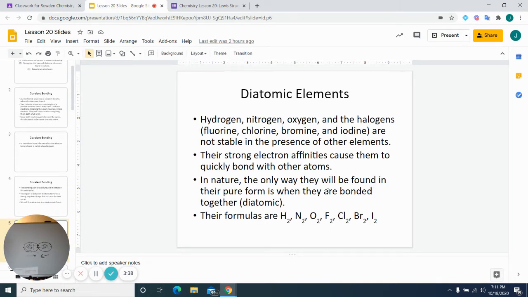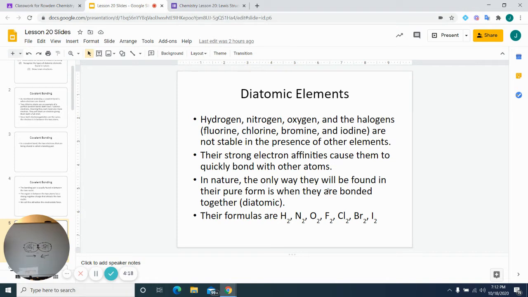And then one thing, hydrogen, nitrogen, oxygen, and the halogens, which are fluorine, chlorine, bromine, and iodine. So HNO and the halogens. They are not stable in the presence of other elements. Basically, you can imagine these things, they're so reactive that they're not okay just sitting by themselves. So what happens, because they have such strong electron affinities, if you dump a pile of hydrogen on the table, they don't just sit there by themselves waiting for something else to come along. They are so reactive that if there's a pile of them together, they will pair up.